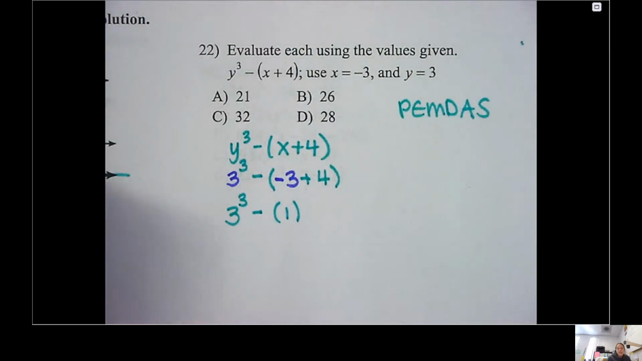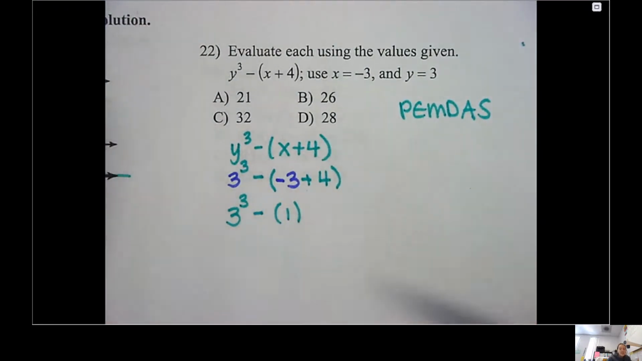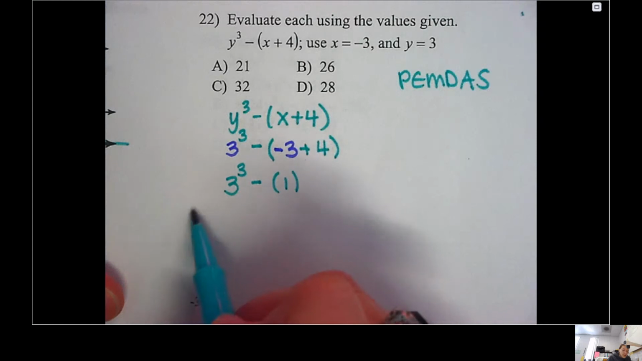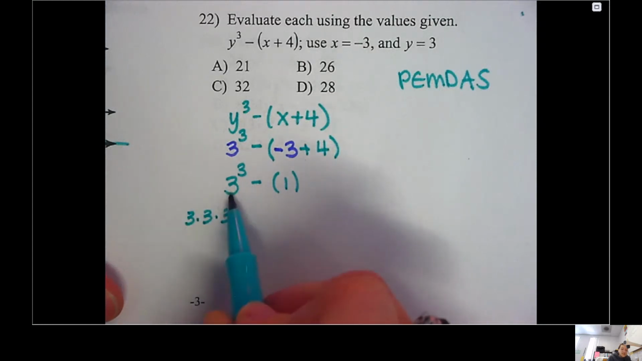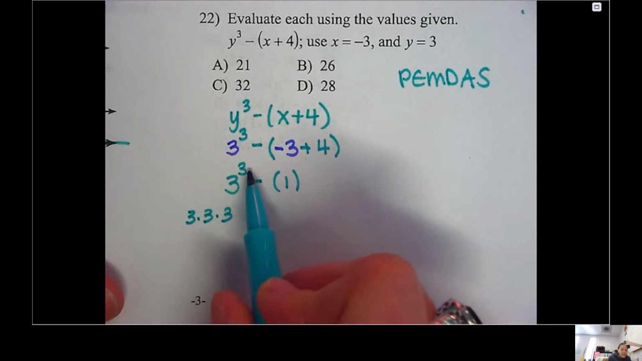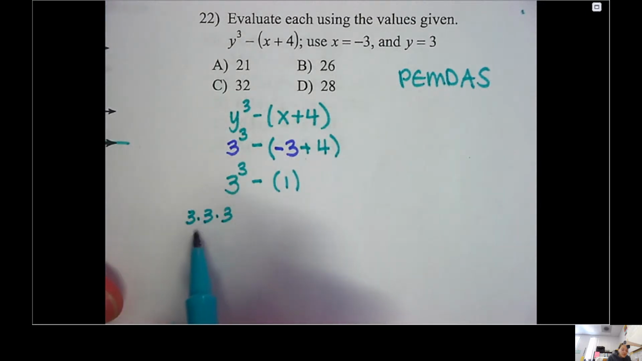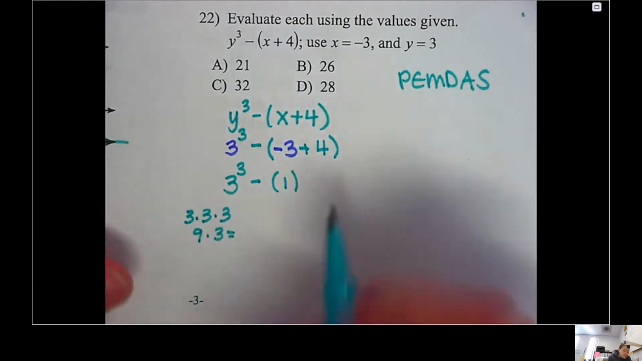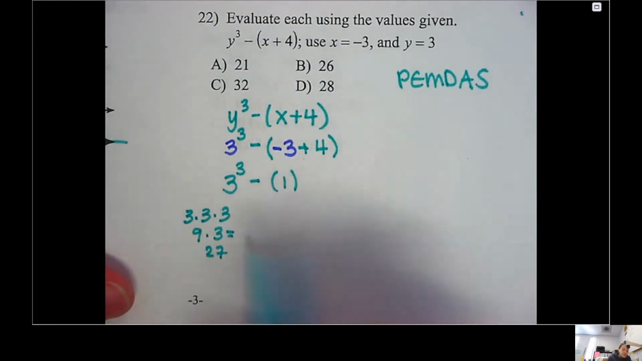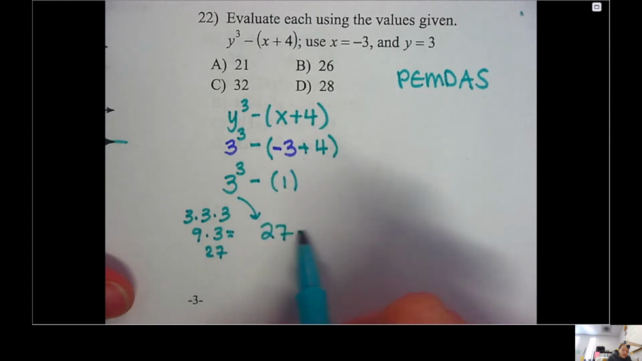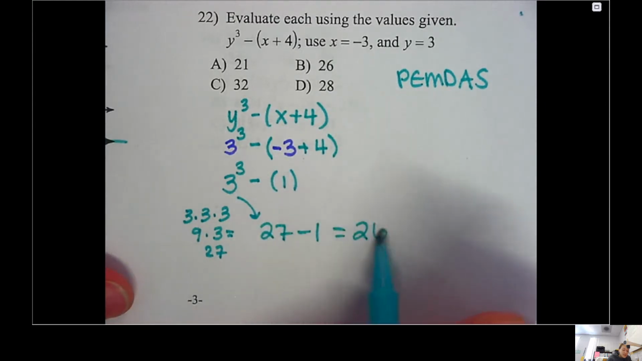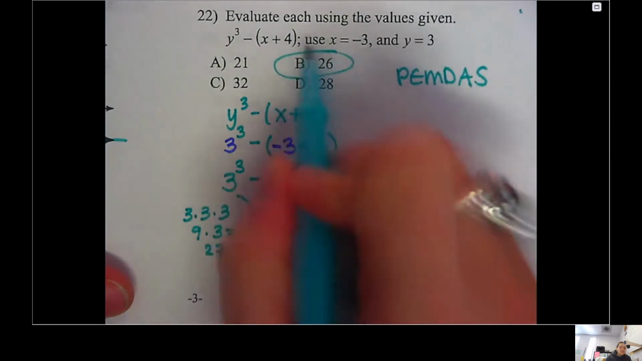Next thing is exponents, and 3 cubed is the exponent. That means 3 times 3 times 3. It means this number times itself this many times. So 3 times 3 is 9, and 9 times 3 is 27. So this is 27, and then I subtract 1 from it. You get 26.